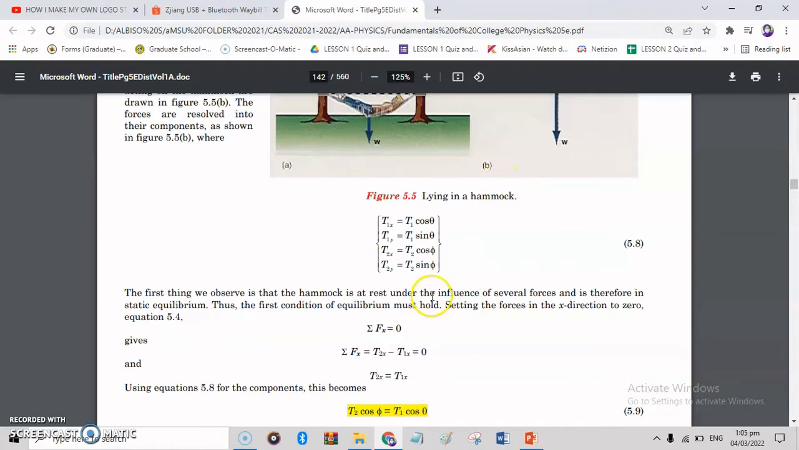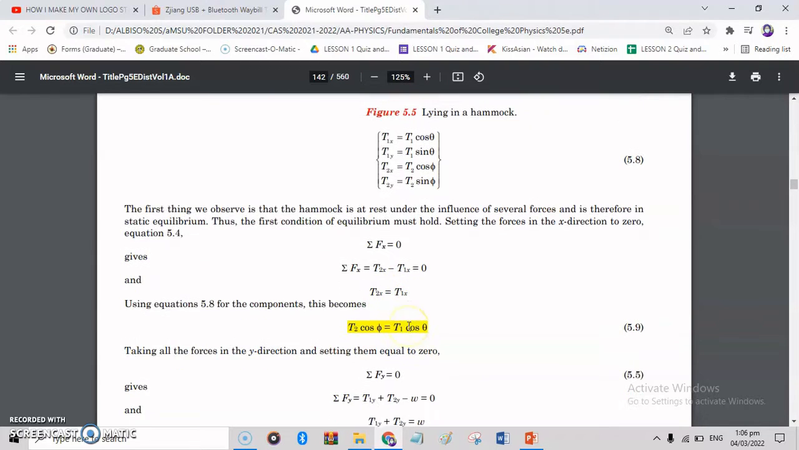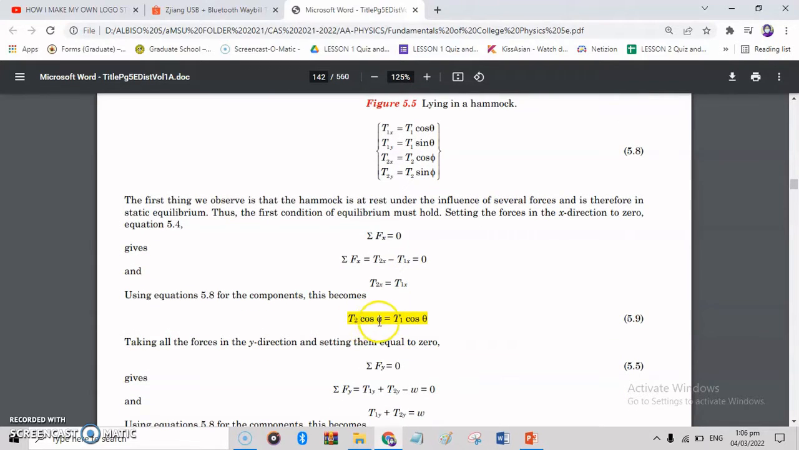And they are equivalent to this angle, no? And then, you simply input T2x minus T1x equals 0. Or, pag ilipat mo siya sa kabila, magiging positive si negative. So, T2x is just equal to T1x. Or, T2 cosine phi is equal to T1 cosine theta.